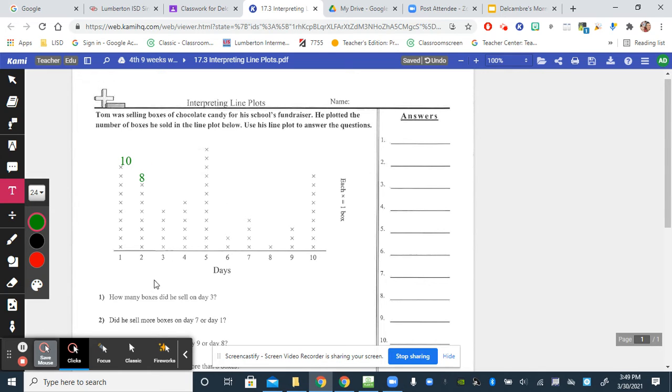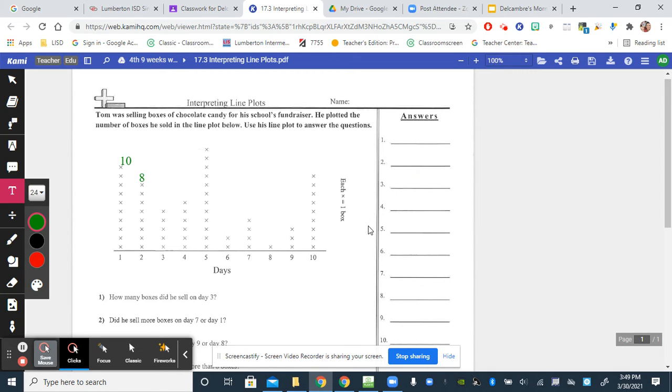So first question, how many boxes did he sell on day 3? You're going to type your answers over here. How many boxes did he sell? You're going to count and you're going to tell me that number and then boxes. Do not just put that number down. Tell me what it is. Tell me if it's boxes, days, day, what. Don't just put the number.